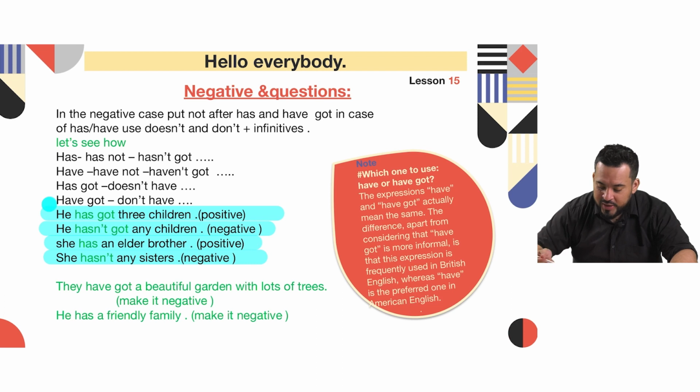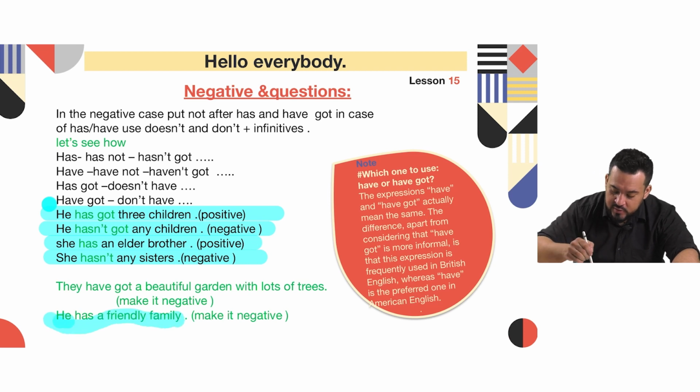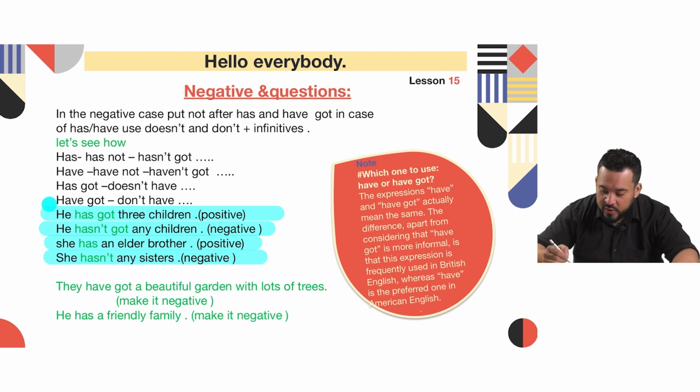So we can say he hasn't got any children, or we can also say he hasn't any children. They both are correct. They have got a beautiful garden with lots of trees. Okay, let's change this to negative. They have got a beautiful garden with lots of trees. Make it negative. They haven't got a beautiful garden with lots of trees.